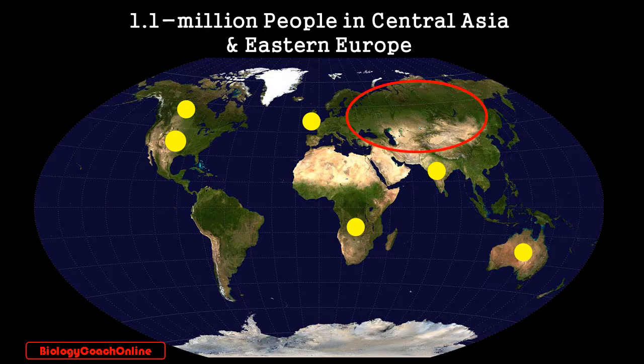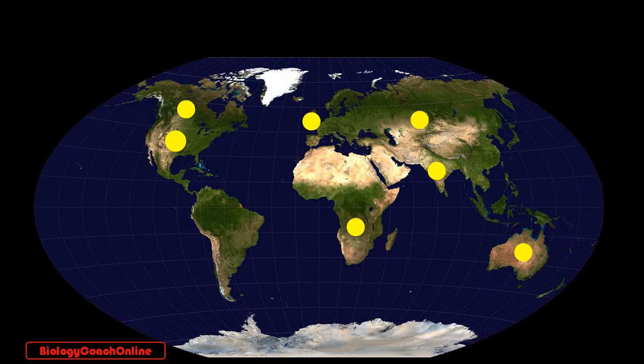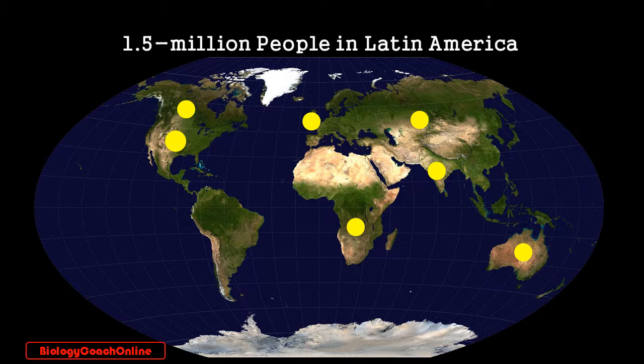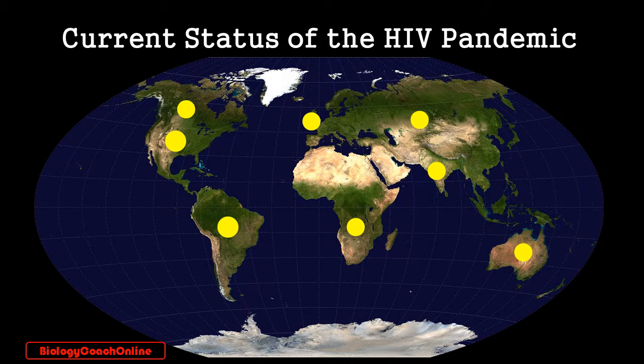There are about 1.1 million cases in Eastern Europe and Central Asia. That includes Russia, the Ukraine, Romania, Poland, those areas on the Eastern European side, and northern China, Mongolia, and all of the Stan countries, Afghanistan, Kyrgyzstan, those areas on the Central Asia side. And there are about 1.5 million cases of HIV/AIDS infection in Latin America.